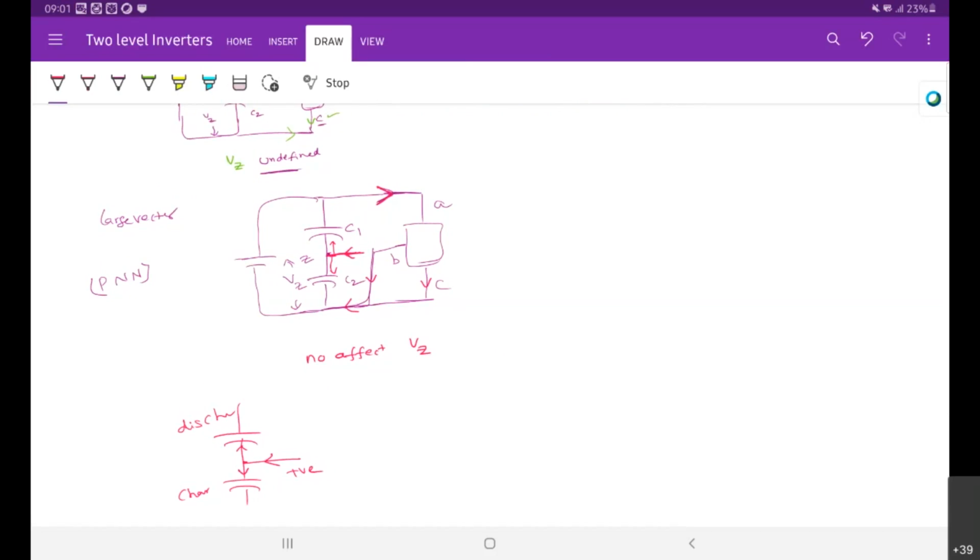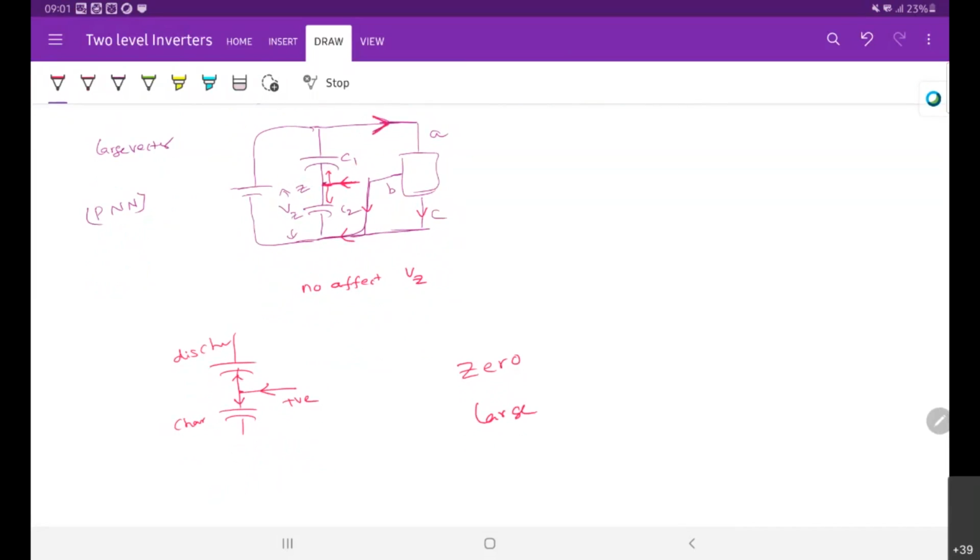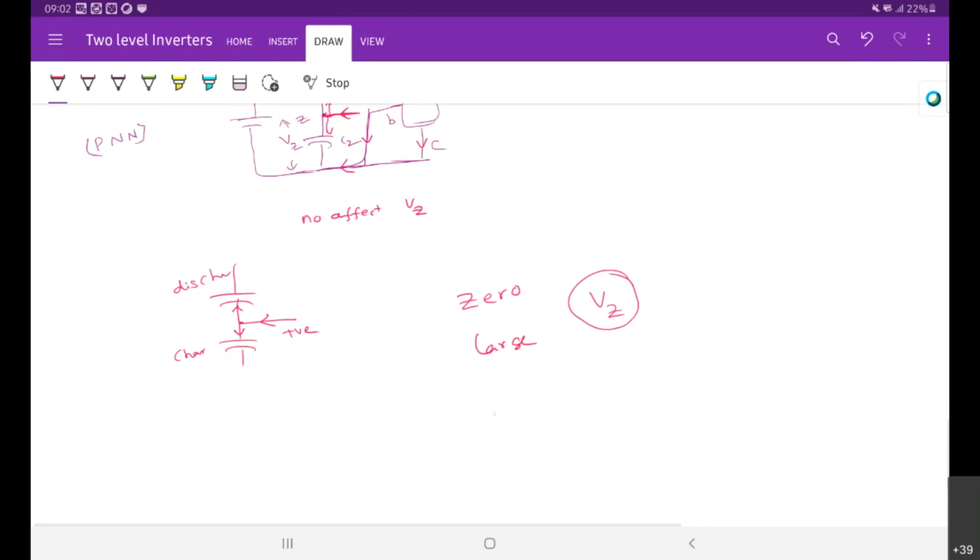If you summarize this, the zero vectors and large vectors will not connect to the neutral point, therefore they will not affect the neutral point voltage Vz, or in other words, they will not affect the capacitor voltages. In case of small vectors, P type and N type, the neutral point voltage may be increased or decreased. That means these are affected by the Vz.